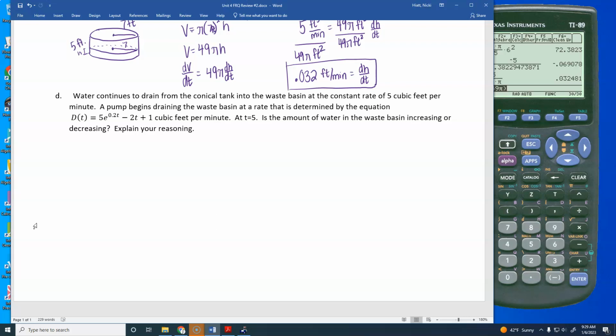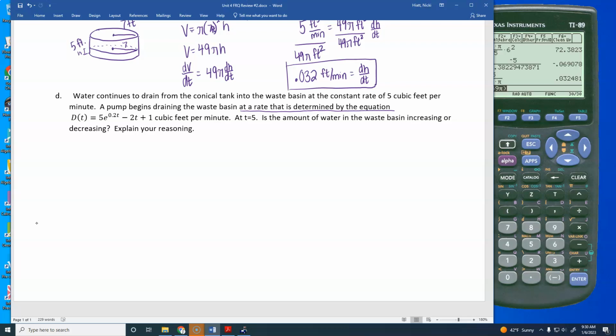What do you think? Do we need to take a derivative? What does D give us? Yeah, so a pump begins draining the waste basin at a rate that is determined by the equation here. So it was like D, even though it's not marked a derivative, it is the derivative because it's your rate.